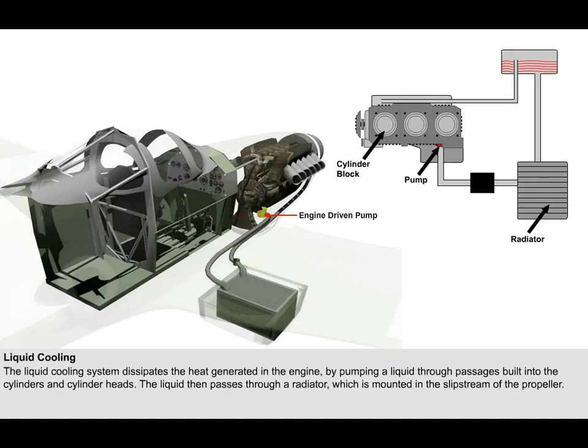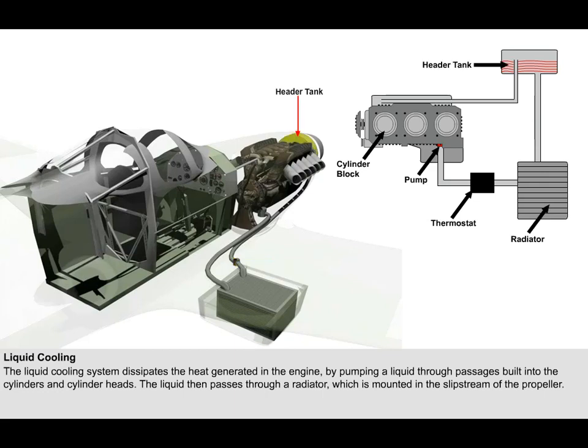The liquid cooling system is made up of a number of components. An engine-driven pump circulates the liquid through the engine. A thermostat controls the coolant temperature. The thermostat is a temperature-sensitive valve. It is designed in such a way that as the temperature of the liquid increases, it allows more liquid to pass through the radiator, increasing the cooling effect, and, as the liquid temperature falls, the thermostat reduces the flow, thus reducing the cooling effect.